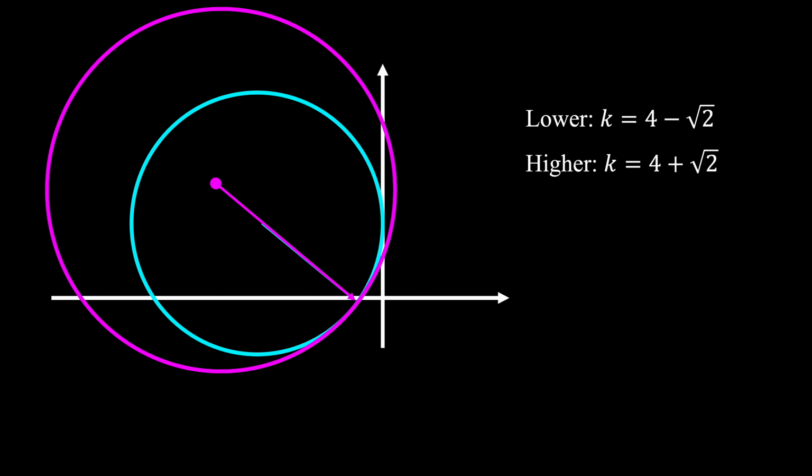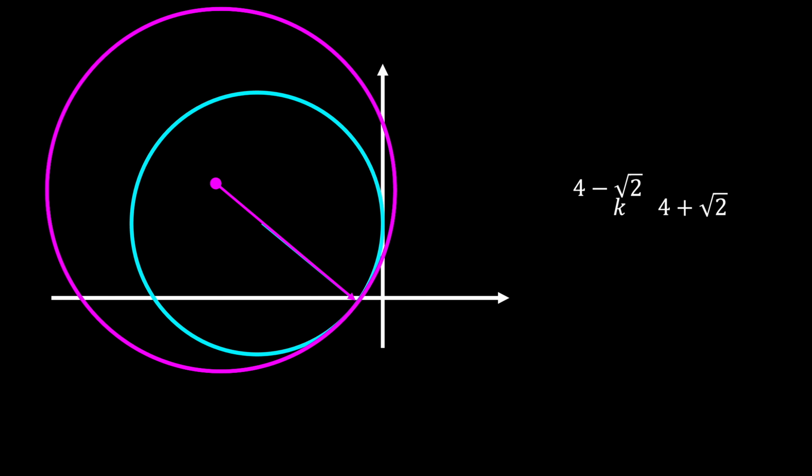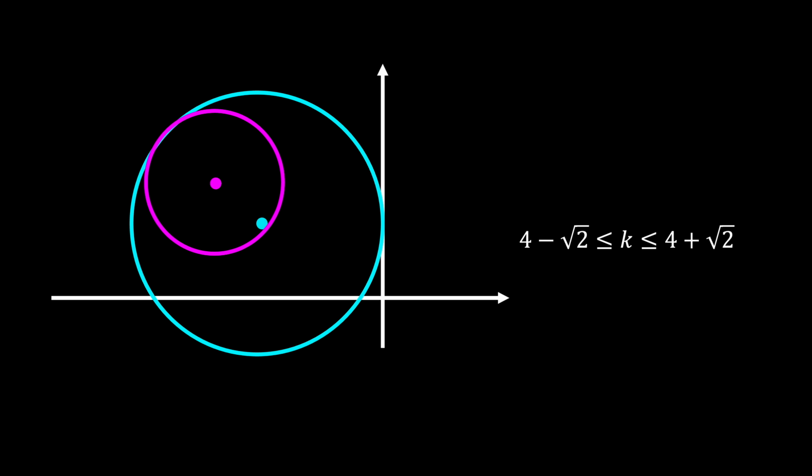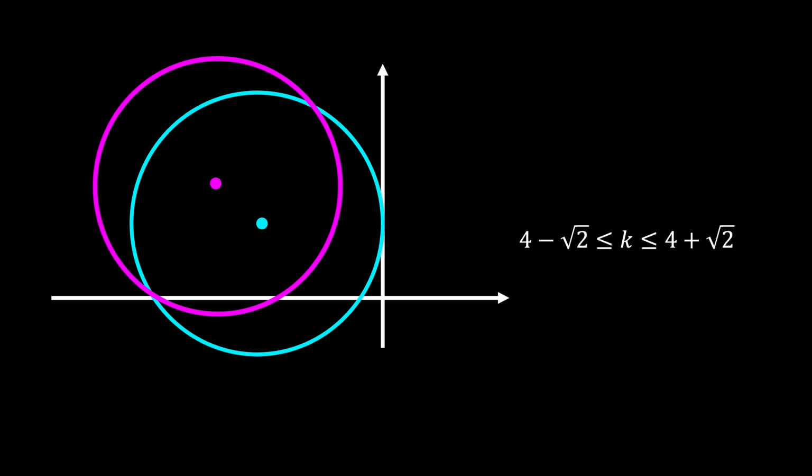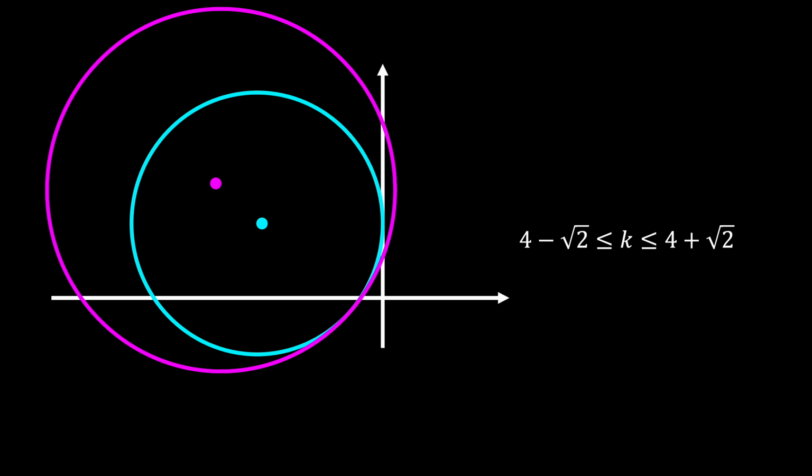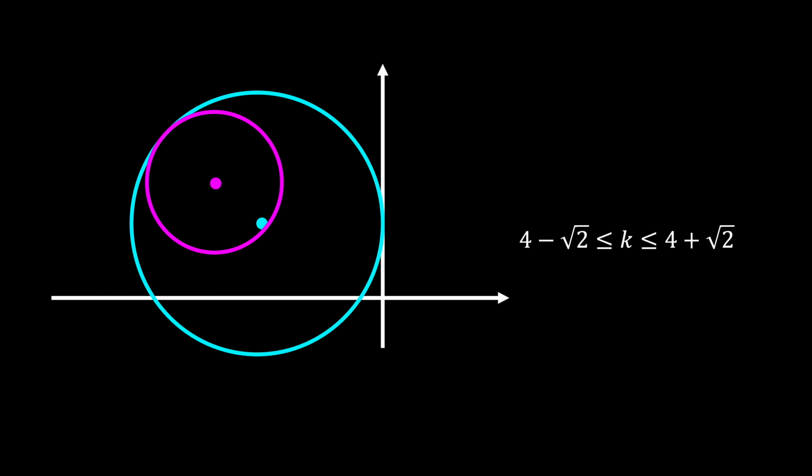With these two values, we can now write the range of k. The exact range of k where the circles intersect is between 4 minus the square root of 2 and 4 plus the square root of 2. And there we have it.